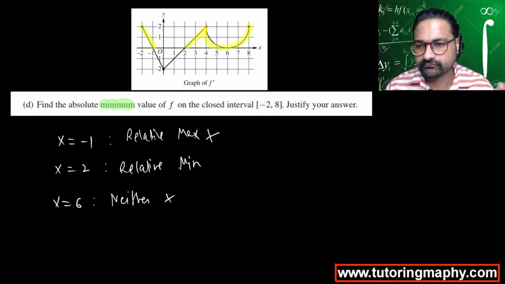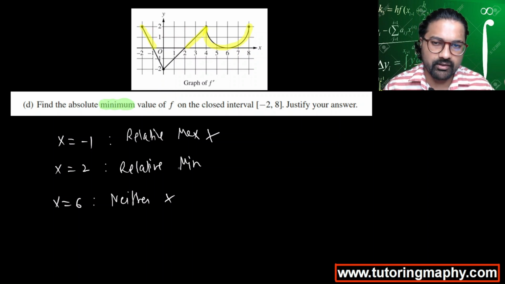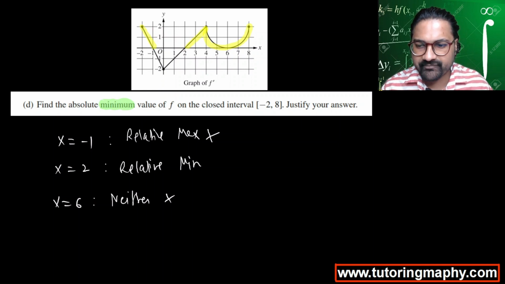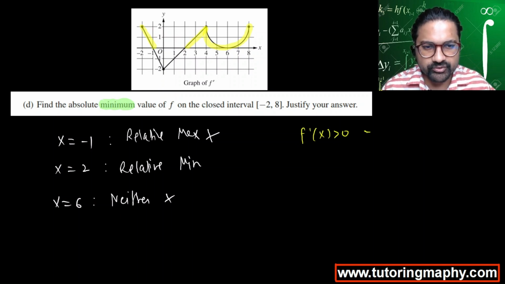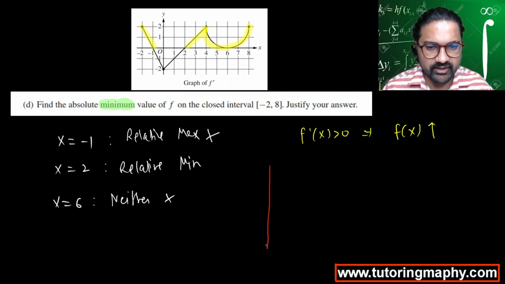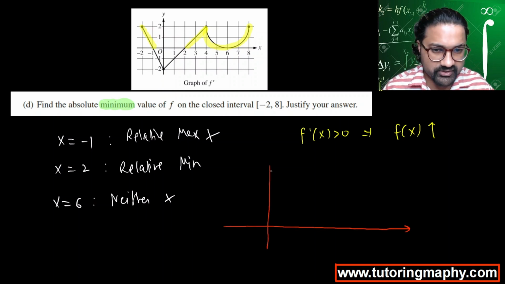All right. Now, the yellow parts are the parts where f prime is positive. And what happens to f if f prime is positive? Don't you think it means that f is increasing in nature? Okay. I'm going to draw a rough sketch of function f. I have no idea from where it starts. Let's say it starts somewhere from here.